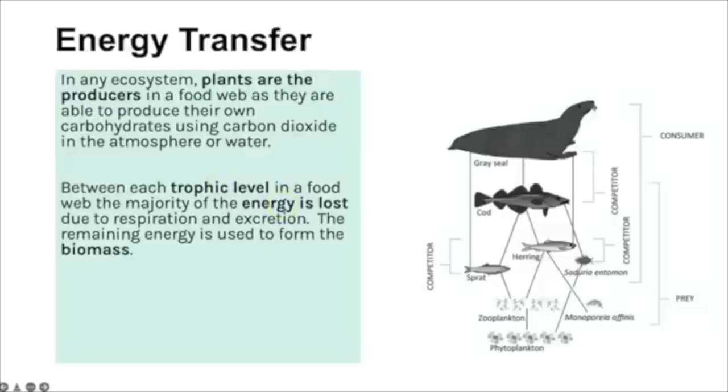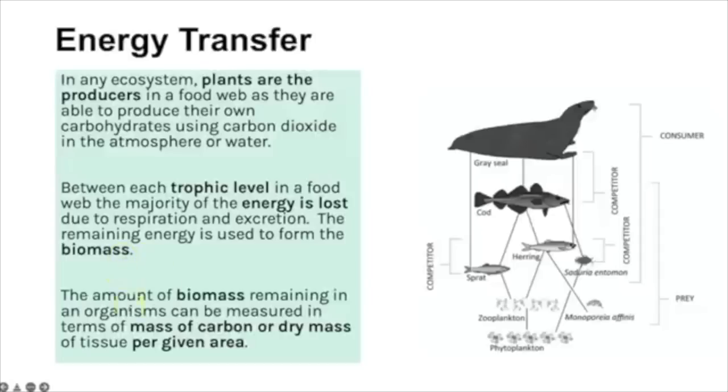Between each trophic level, which is the term for what we call each stage in a food web, the majority of energy is lost, and that is due to respiration and excretion. The remaining energy is used to form the biomass. And the biomass is the mass of carbon within the organism, or you can describe that as the dry mass. Now that is a key term, so definitely learn that definition. And we give biomass per given area, so it can be a fair comparison between organisms.